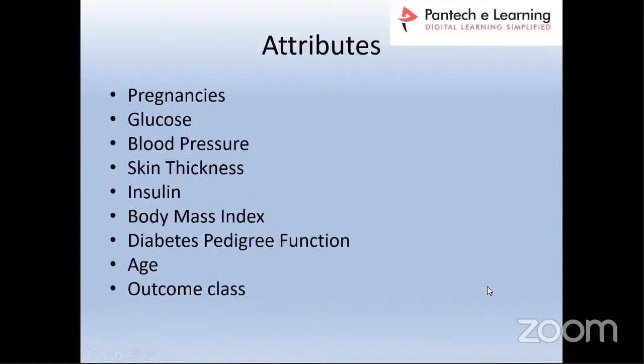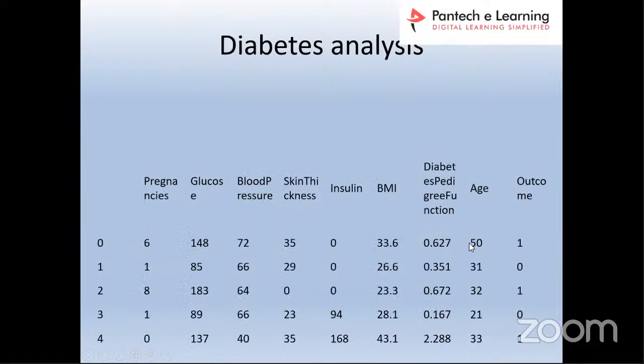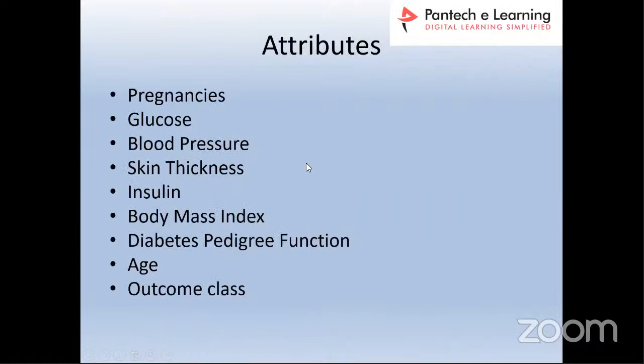And now another important thing, age. So age also we are calculating. Based upon all these things, the outcome class will be there. Another attribute, 1 or 0. 1 means having diabetes, 0 means no, that's it. So these are the attributes we have to find out the diabetes information of one person.